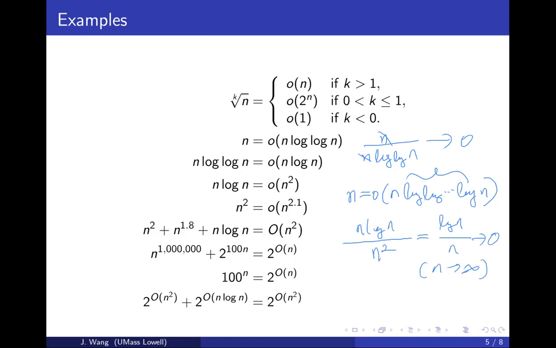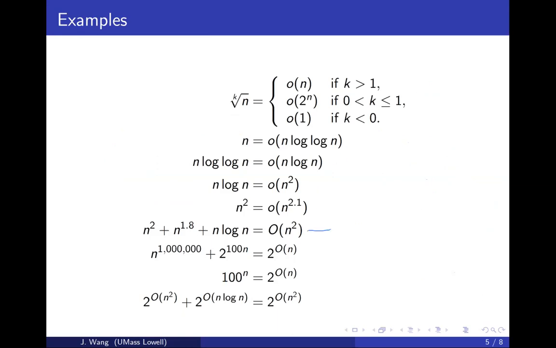Okay, so now let's look at n squared. n squared is small o of n to the 2 plus epsilon, no matter how small, as long as epsilon is greater than 0. We always have this going to 0 when n goes to infinity.